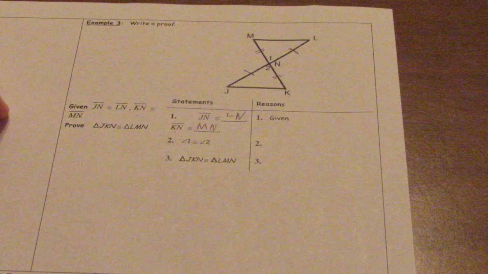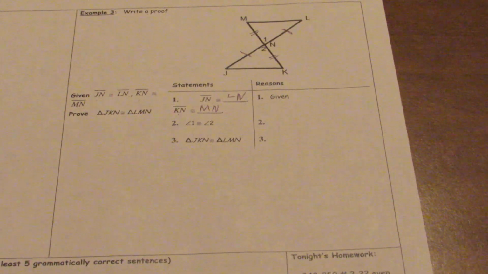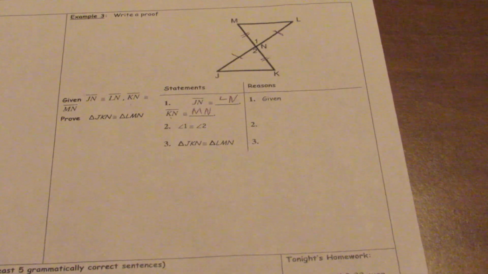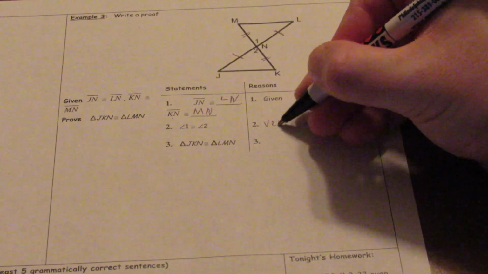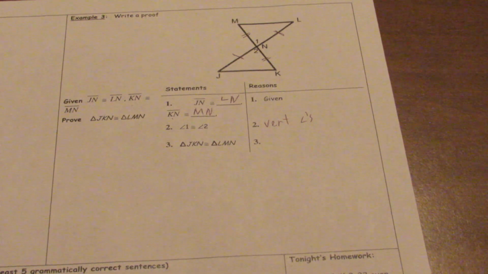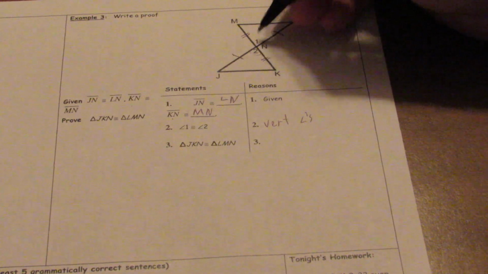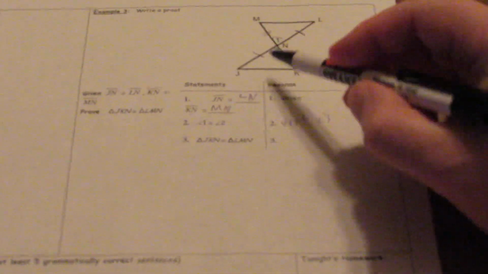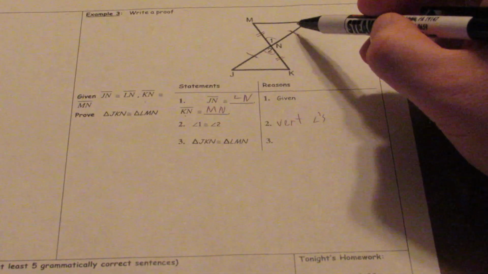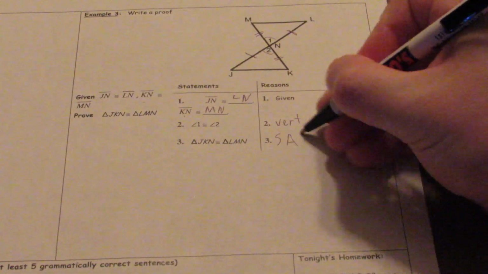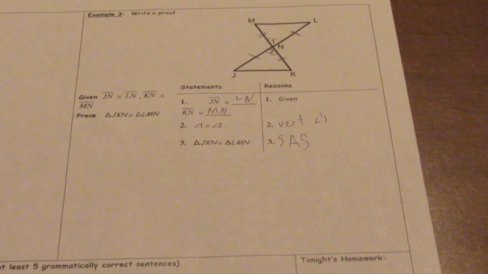Then they say angle 1 is congruent to angle 2. The question is, why do I know that? So if I look at the picture, angle 1 and 2 there, they're vertical angles. So vertical angles are always congruent. So my reason there is vertical angles. Right? So now I have these two congruent. Now I have 3 things marked. If I look at those 3 things, give me side angle side. So my 2 triangles are congruent by side angle side.